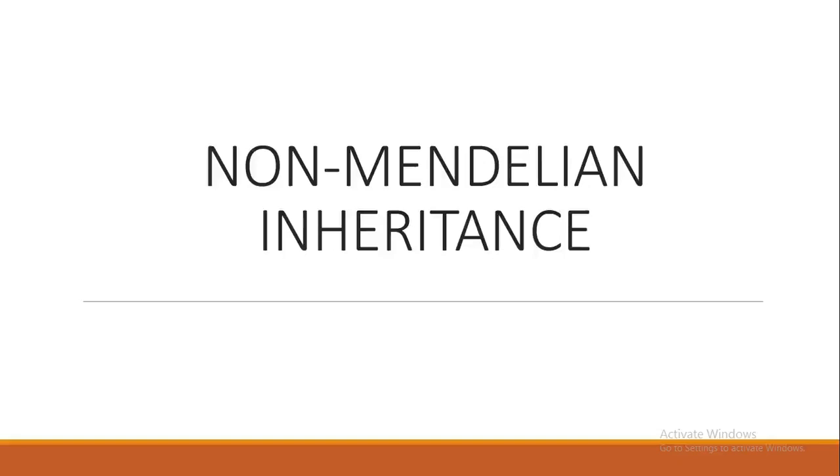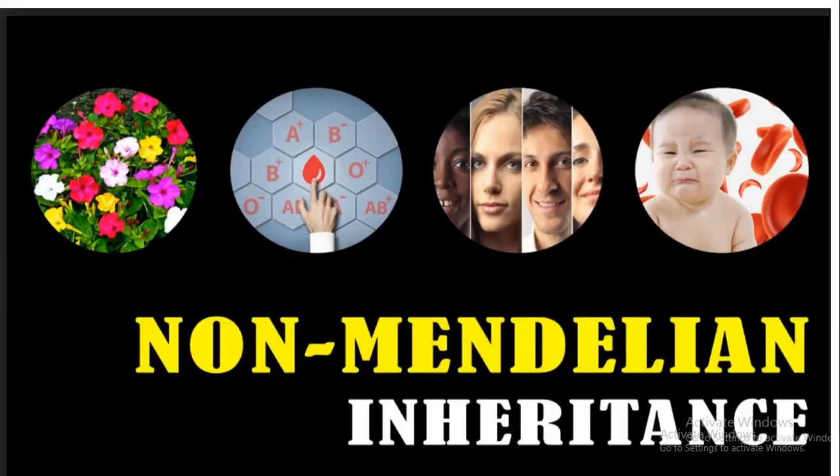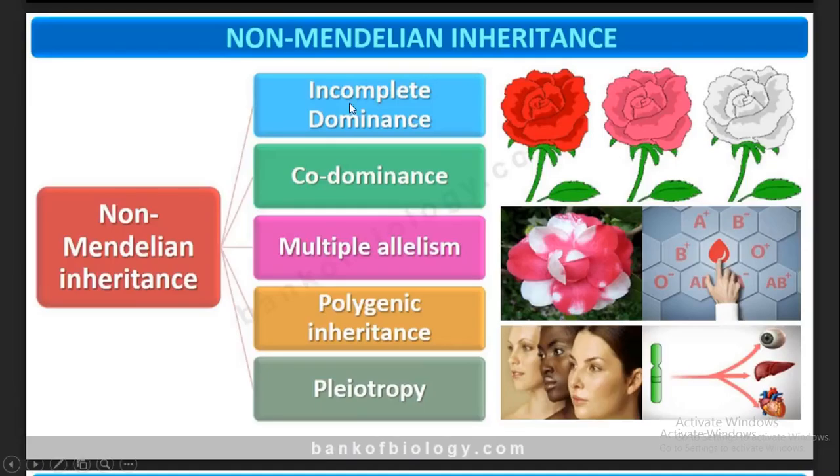Hi students, video number 4, non-Mendelian inheritance. In this we are going to see incomplete dominance, codominance, multiple allelism, polygenic inheritance and pleiotropy. Okay, all these topics are very important.